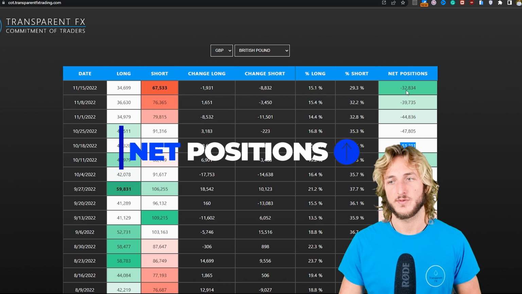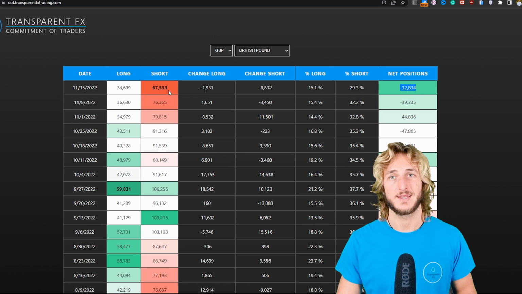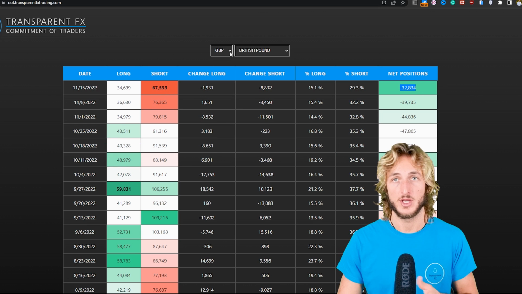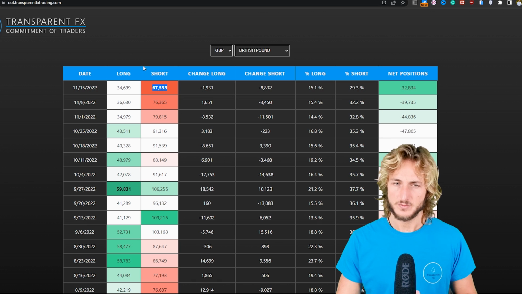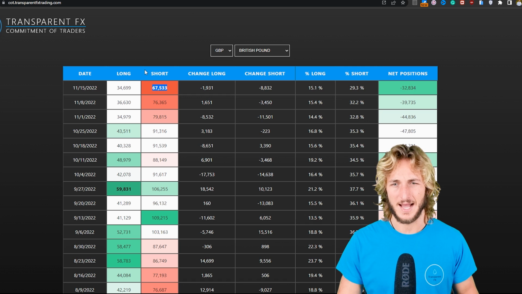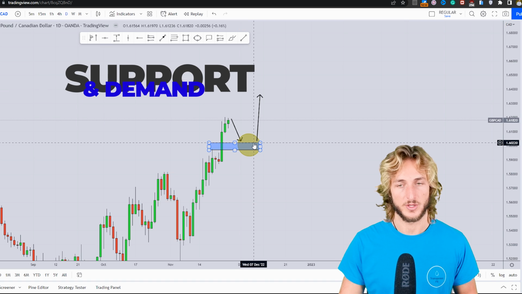We went from minus 51k to now minus 32k net positions, with shorts getting massively decreased on the pound from an institutional perspective, going from 106k down to 67k. Longs, we don't see much longs getting added. However, we could see longs added if we retrace back to this demand and support area.